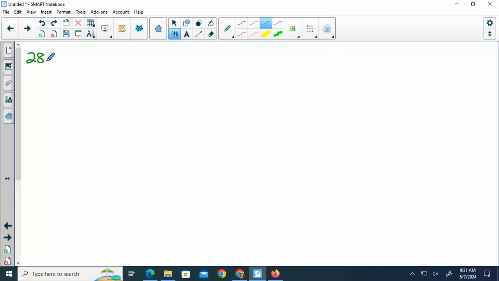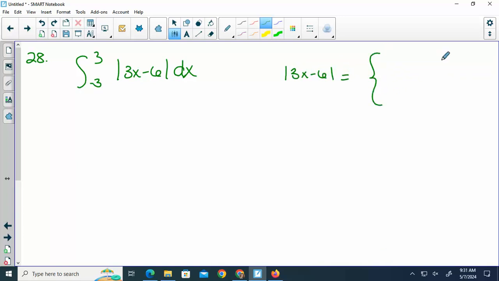Problem 28. So we have the integral from -3 to 3 of the absolute value of 3x minus 6 dx. Okay, we have reminded ourselves, yesterday we talked a lot about how you can't do a derivative of an absolute value, we also can't do an antiderivative. So I need to rewrite this absolute value. What's my breaking point? Okay, and why is it 2? Alright, so you have to figure out when 3x minus 6 equals 0, so that's when x is 2. So that's our breaking point.